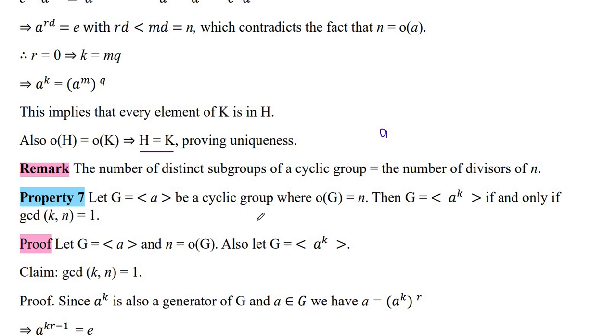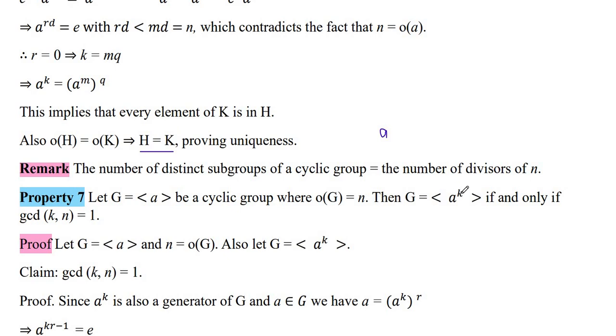So that question is answered by this property. It's also an important property to find all the generators of the given cyclic group if one is known. So how could it be done? This one says that whenever G is generated by A, G will also be generated by A raised to K. What is the relation between K and N?